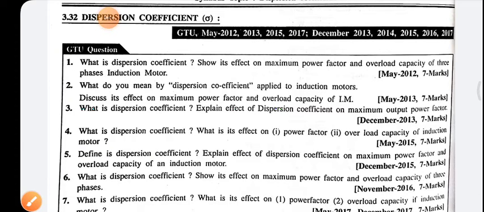Hello students, in today's lecture of AC machine design, we are going to cover a small topic, that is dispersion coefficient. This topic is small but it is quite important from the exam point of view.